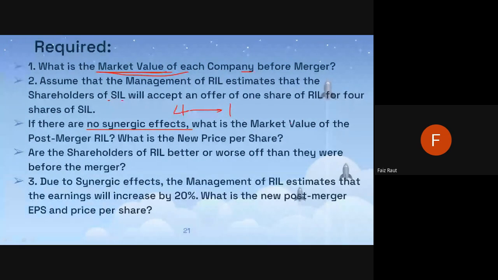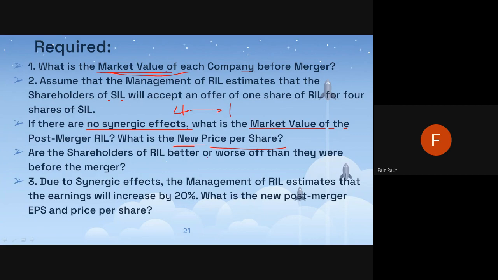Then if no synergic effect, what is the market value of the post merger RIL? So same way, same you have to do. Market value भी कैसे मिलेगा post merger RIL के लिए? Okay, you will merge it, you will calculate new number of shares, you will add the total number of shares, you will add total earnings, you will calculate EPS. Then you have PE ratio with you, you will calculate MPS, market price per share. And after you calculate market price per share multiplied by total number of new shares, you will get the market value of the post merger RIL. Then what is the new price per share? ठीक है, तो इधर ही find out किया new price per share, which is MPS.